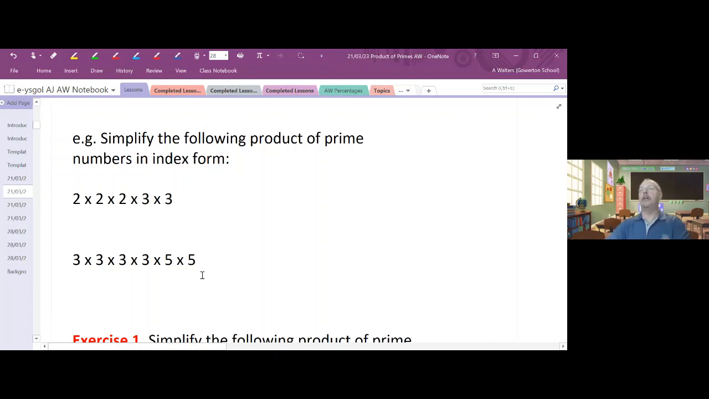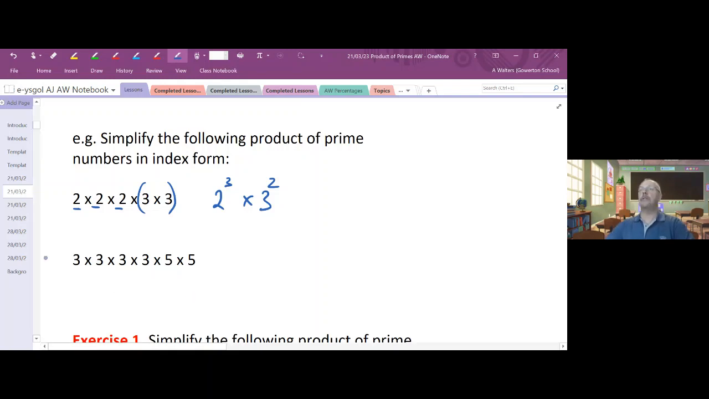I'm going to show you 2 examples here. I'm going to simplify the following product, which is a multiplication sum of prime numbers. These are prime numbers, and I'm then going to put them in index form. Okay, so this is what I mean. There's 3 2's, so I say it's 2 to the power 3. If I look at these two together, it's 3 squared. So those are a product, a multiplication sum. They are prime numbers, 2 and 3 being prime numbers, and they're written in index form. There's 3 2's, so it's 2 to the power 3. There's 2 3's, so it's 3 to the power 2.